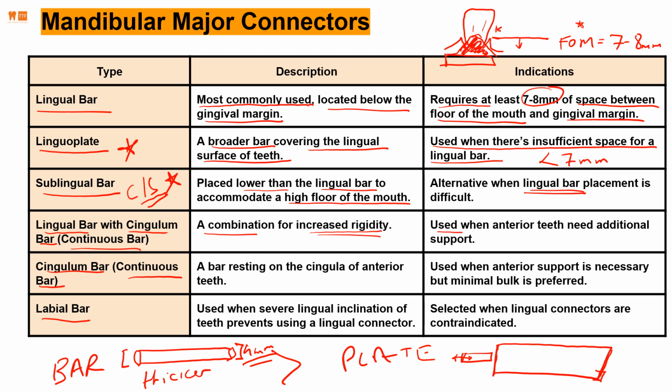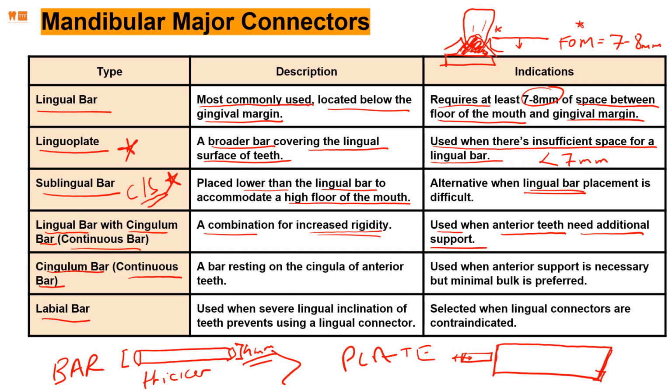It's used when there are anterior teeth that need support. Now imagine if there is loss of periodontal support and the anterior teeth are prone to mobility, right? In that case, we need a cingulum support. It's like a back support. It's like bracing the spinal cord, right? It's just holding it from the back so you don't fall.